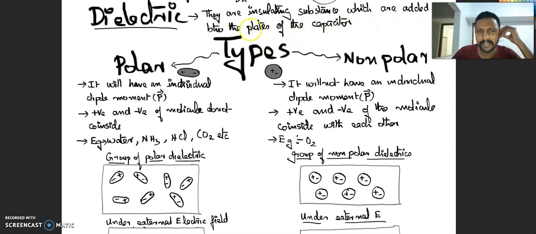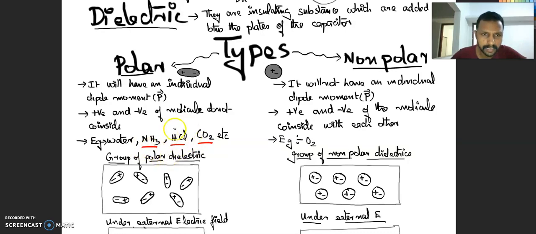Okay, there are two types of dielectrics. One is polar dielectric and another one is non-polar dielectric. Dielectrics can be classified into two: polar dielectric and non-polar dielectric. If we are speaking about polar dielectric, let me say the example first. The examples for polar dielectric are HCl, CO2, NH3, etc.